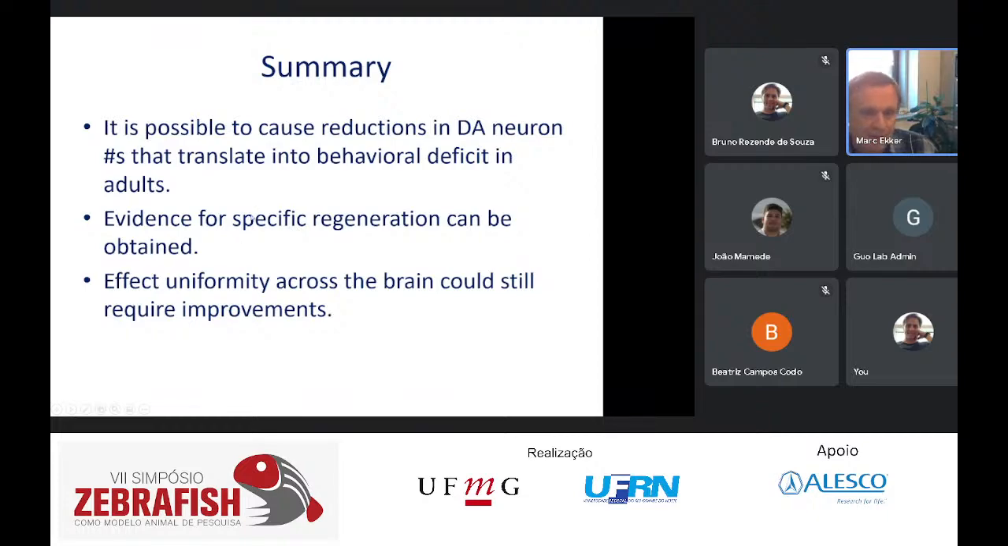And we have, as I've shown you in the work that was done in the adult, evidence for specific regeneration in the brain of the adult fish. And as I said many times during the talk, the uniformity of the effects that we can obtain either with neurotoxins or with chemogenetic ablation is something that requires that we develop improvements to the various methods.